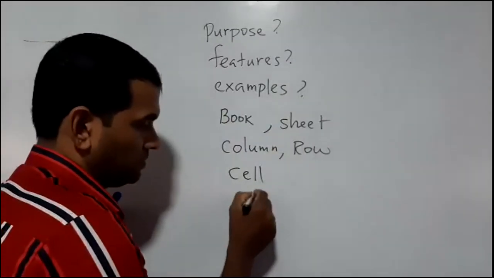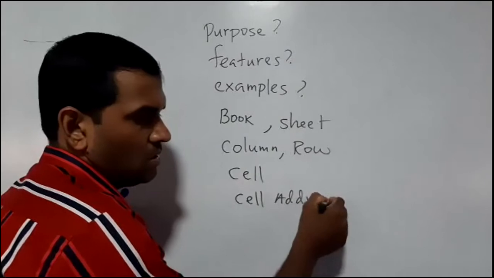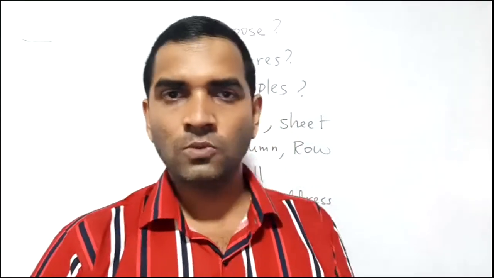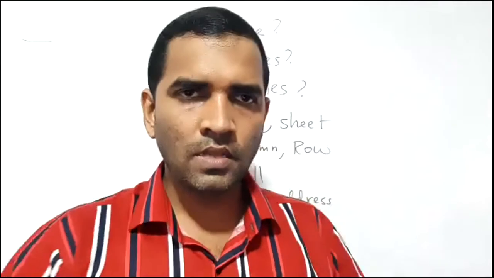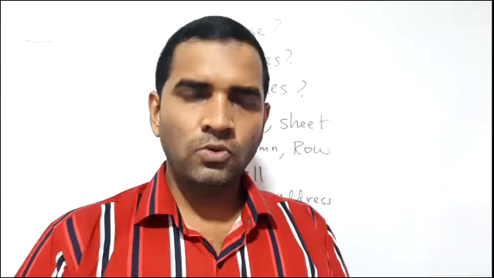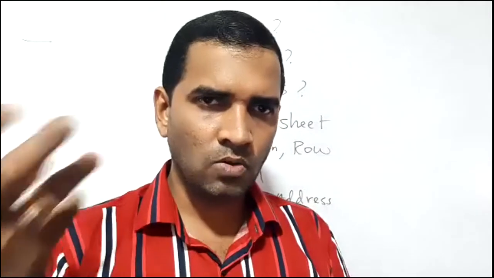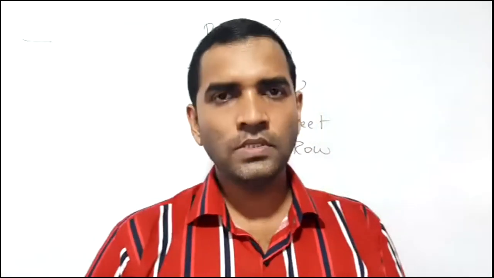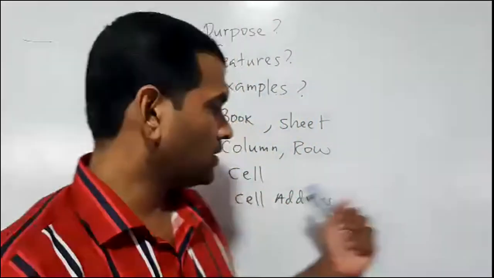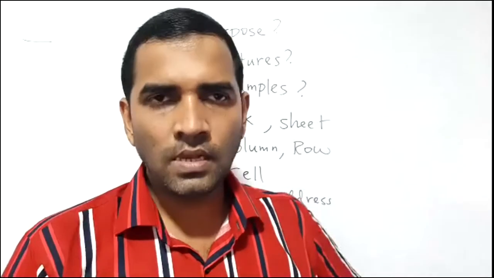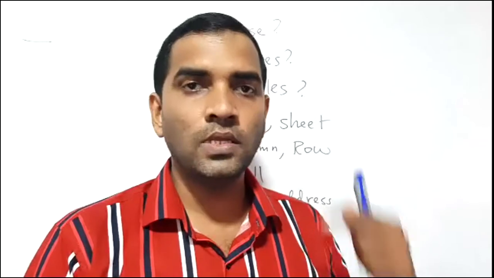Then, cell address. As you can see, a worksheet may have thousands of cells, spread here and there. Data must be entered in cells, so there should be a component to identify every cell. Because you have thousands of cells, every cell needs to be identified. Definitely, every cell has a unique number called cell address. Cell address is very important in order to identify the cell.